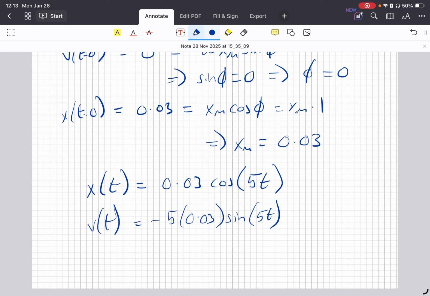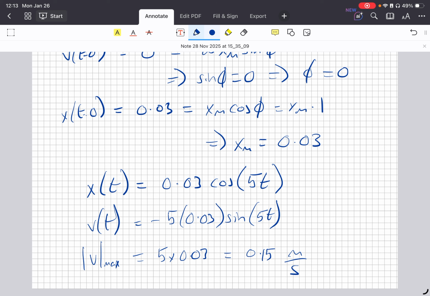And then we work out what the maximum value of this is. Well, the maximum value that the sine function can take here is 1. And so the maximum value that the velocity can take will be given by the product of these two numbers. If I take the maximum amplitude of v, I will just get 5 times 0.03. So that gives me 0.15 meters per second. That's the maximum velocity.